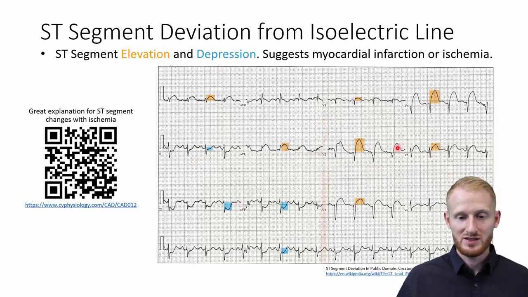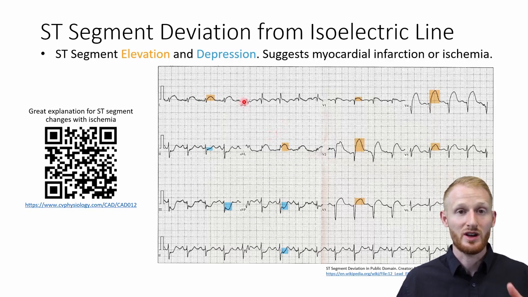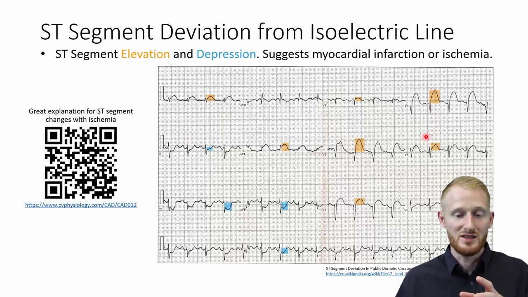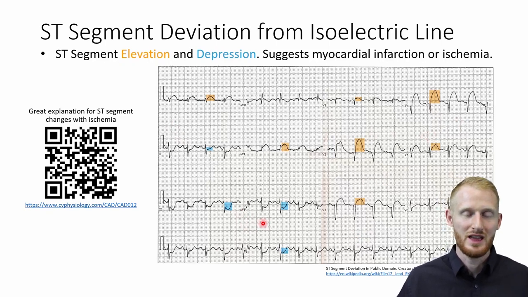Remember, elevation is typically some sort of myocardial infarction or a heart attack. The depression, these blue ones, are typically a sign of ischemia. So in this example, this person's probably having some sort of coronary blockage that has progressed to the point of a heart attack in part of the heart, but only causing somewhat of a lack of blood flow to another part of the heart. So some of the heart is infarcting, meaning it's actually dying, the tissue's dying, while some of the heart is just ischemic, meaning a lack of oxygen.